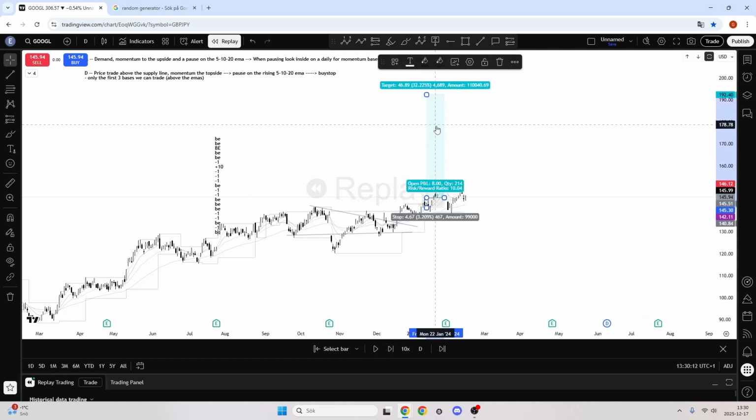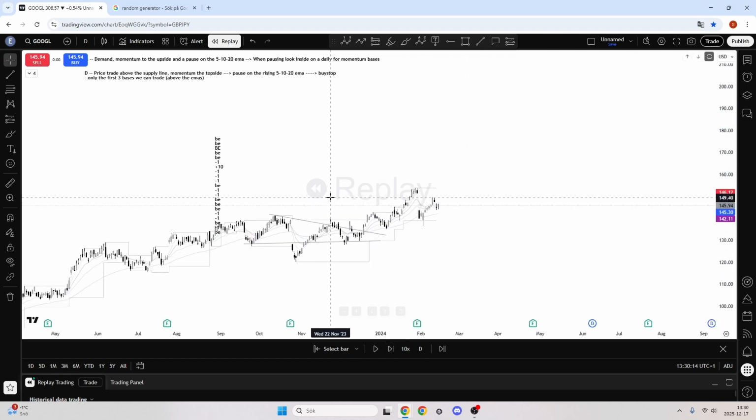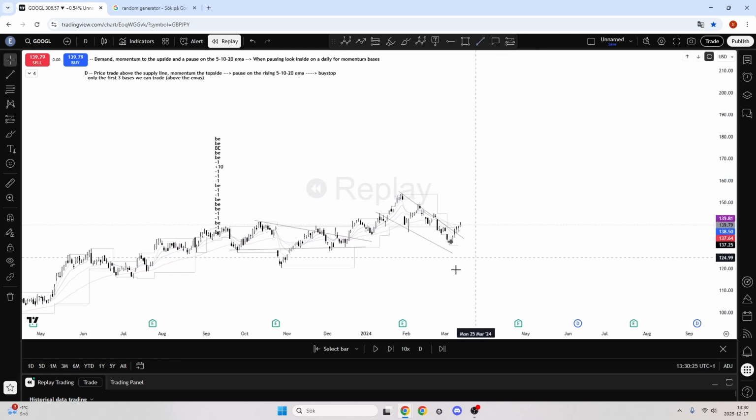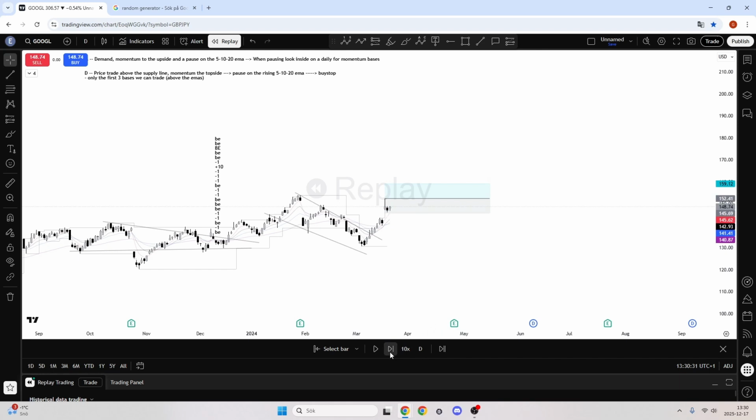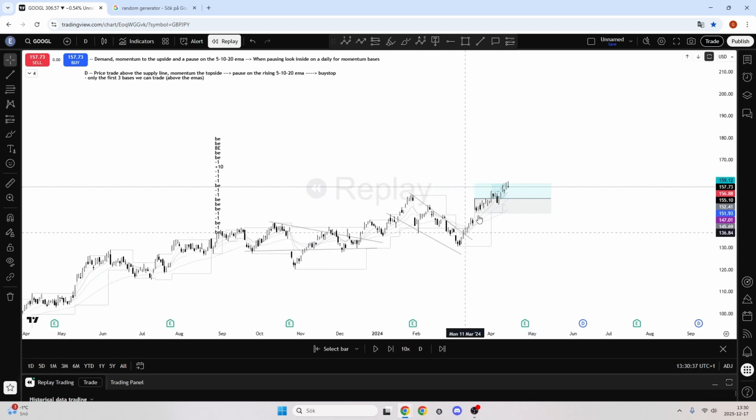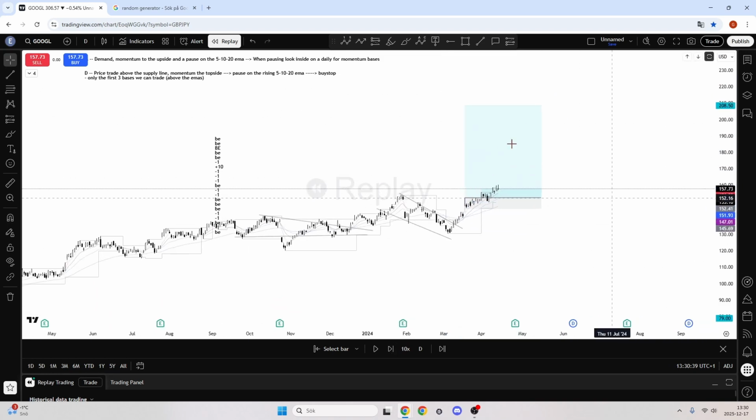So let's wait for a pause again. I would probably take this. Nothing for me to take here. So we're coming down again and creating the supply line. Yes, let's just wait for good move up, just like this. 1 to 1. Break even. Now we're just waiting.